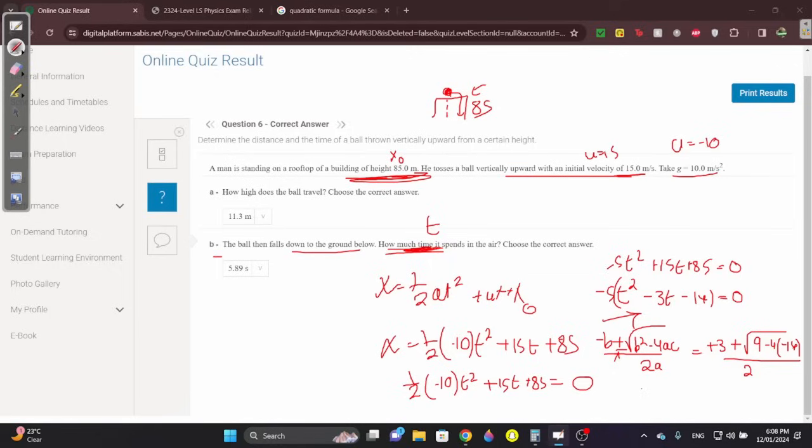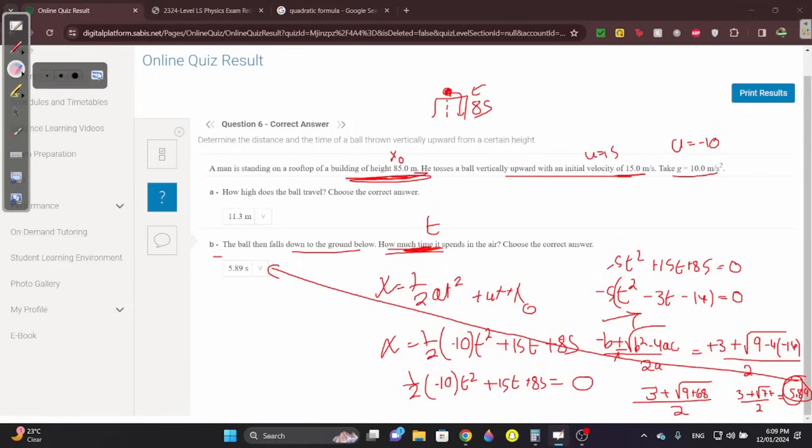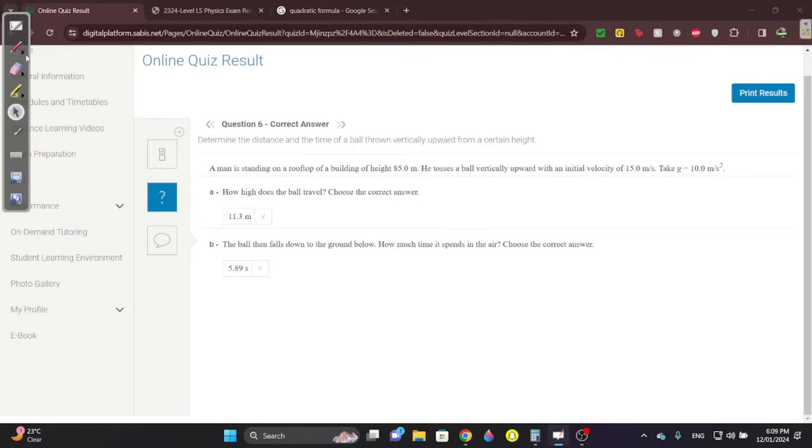So let's clean this up a bit. It's going to be 3 plus radical, minus 4 times minus 17 is going to be 68. So 9 plus 68 over 2. You're going to get 9 plus 68 is 77. So 3 plus radical 77 over 2. After you do this, you're going to get something around 5.89, which is the answer. I don't have my calculator beside me, so I won't be able to do it. This is 5.89. That's how you do it. It's a bit complicated, but I doubt it will come. But I thought I'd let you know.